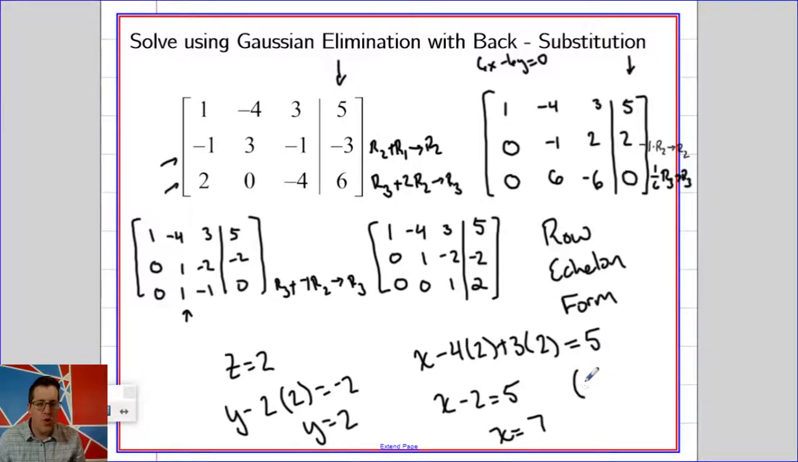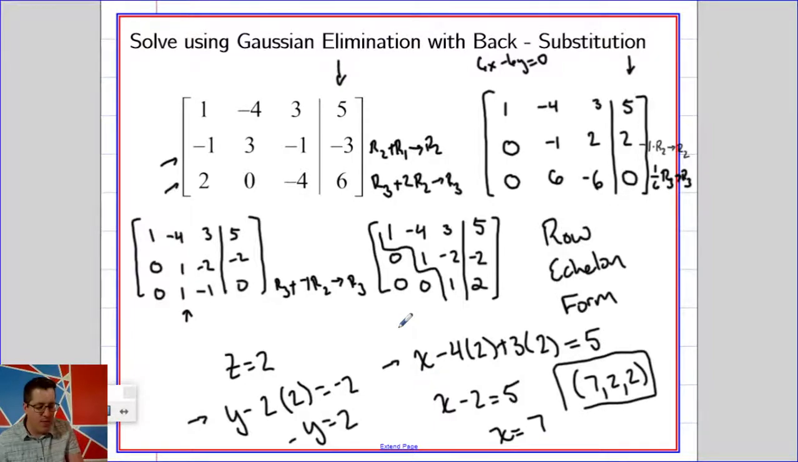So my solution is 7, 2, 2. This is a pretty nice and clean way to solve a system. You work matrices until you're in row echelon form, all ones on the main diagonal, zeros underneath. And then from there, you do back substitution. So plug z into the second row and find y. Plug y and z into the first row and find x.